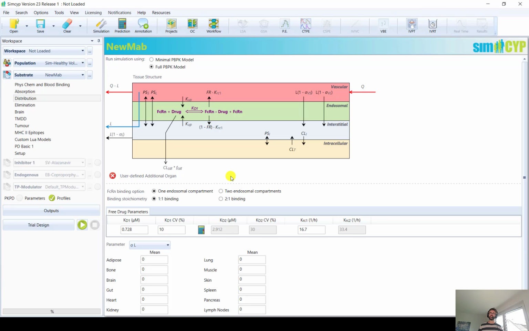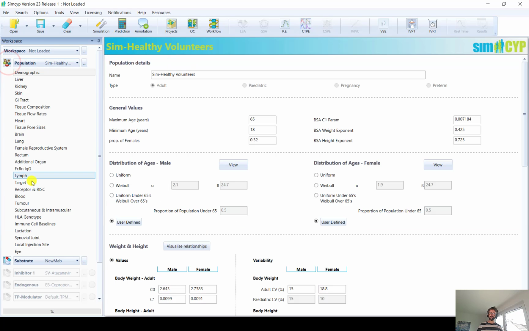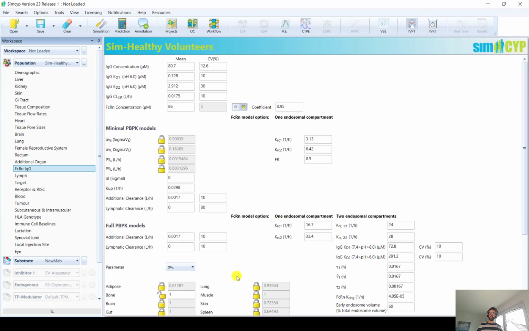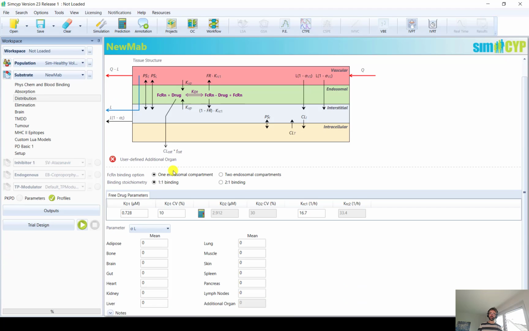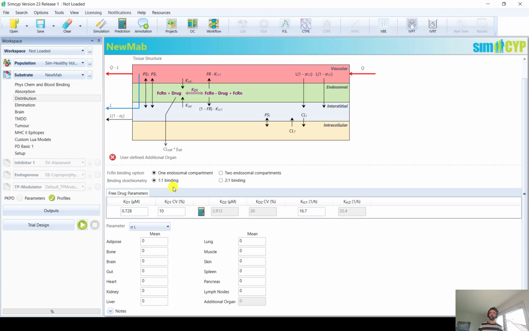The parameters for IgG can be found on the population FcRn IgG screen that we have here. There are all the different parameters like the sigma values, like the K-up values that we have seen on the screenshot for the endogenous IgG. So if we're moving back to the drug, then we can see the next decision we have to do is on the FcRn binding models. We have a one endosomal compartmental model that is shown here, a simplified version where we essentially have the sorting endosome at pH 6 represented in the model structure.